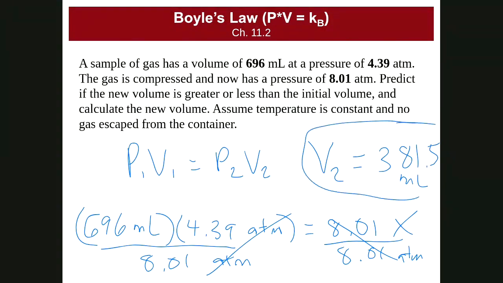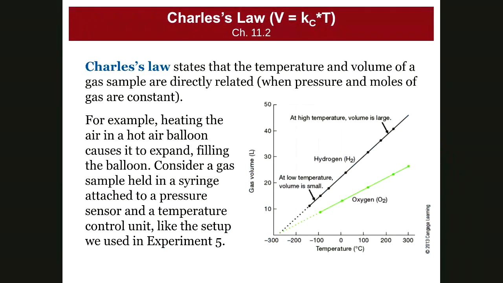All right, that's it. So now we're going to learn about a couple other laws related to gases. Charles' law states that the temperature and volume of a gas sample are directly related. So when pressure and moles of gas are constant, that means that for volume and temperature, when one goes up, the other one also goes up. For example, when we heat up the air in a hot air balloon, the hot air balloon expands, and that's how you get it to rise.